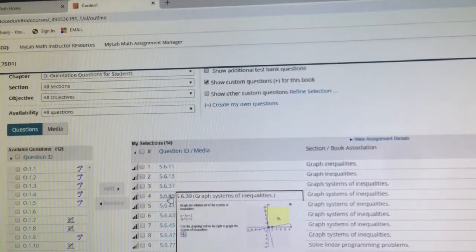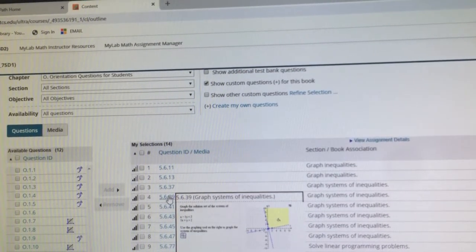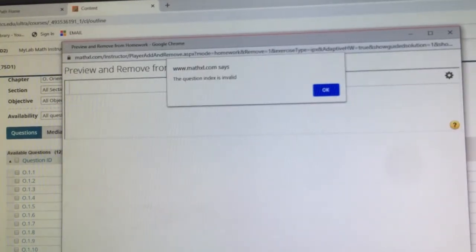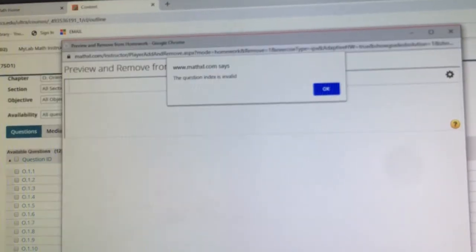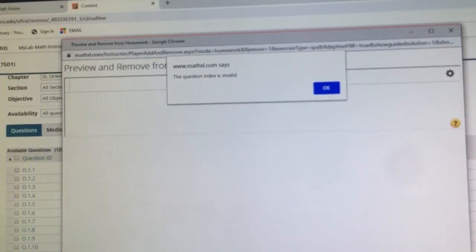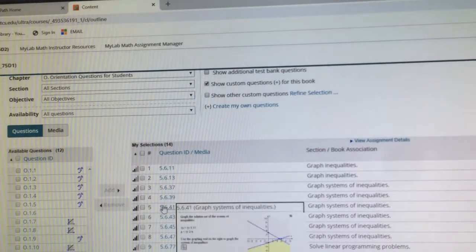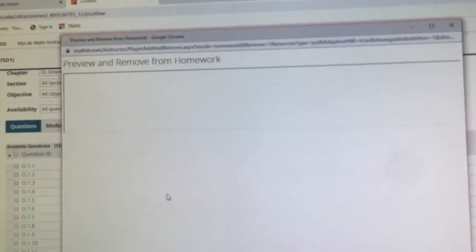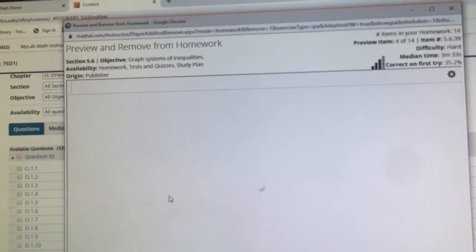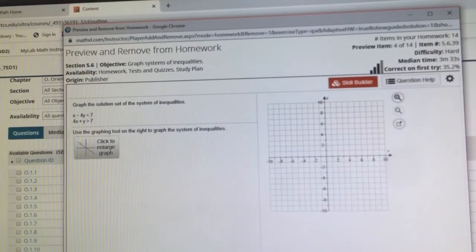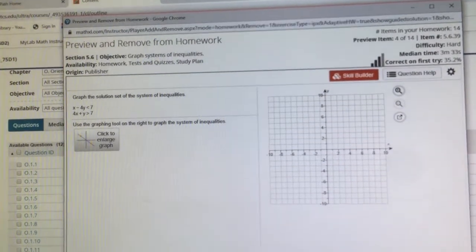All right, let's do 4 here. Okay, well, I've got something wrong here. Let's go 4 again. Let's try it again. All right, there we go. Let's do a new one here. All right, on this one.